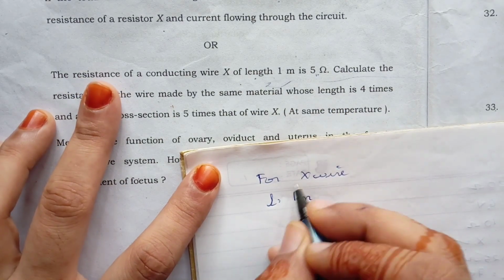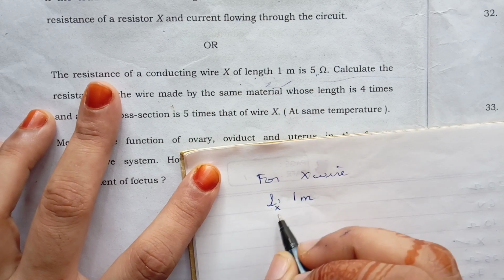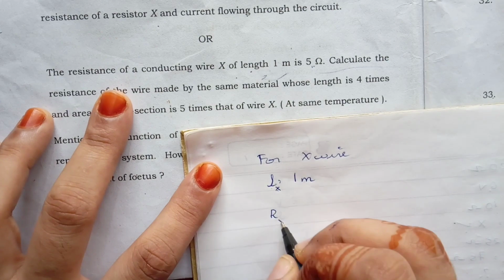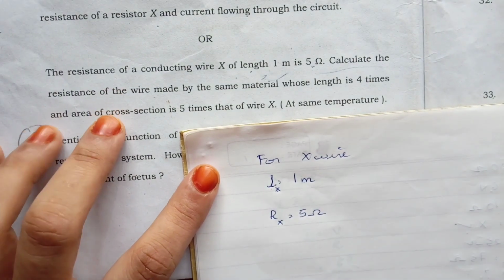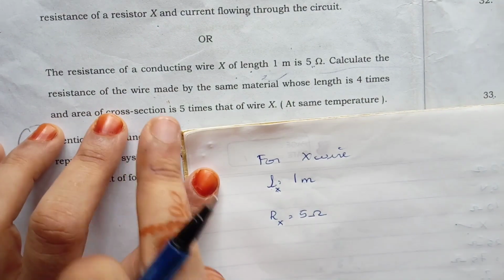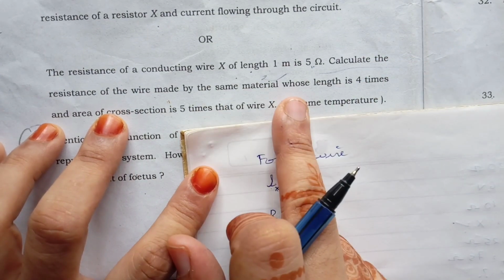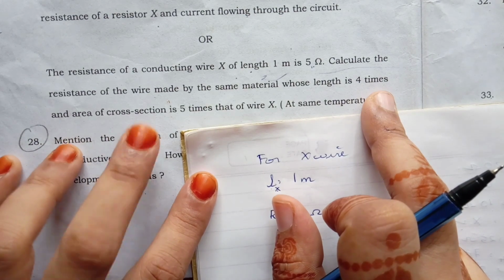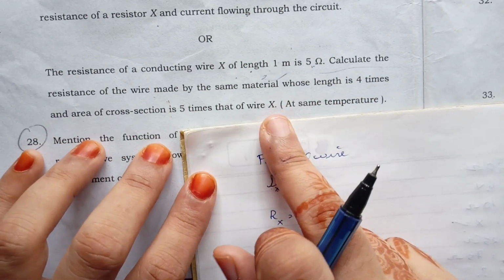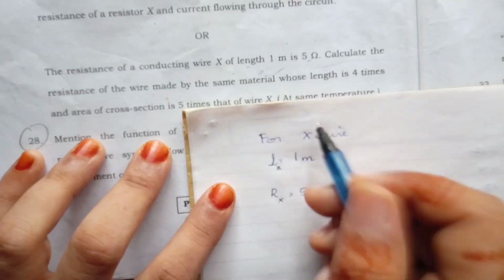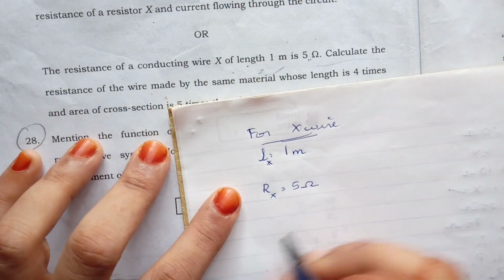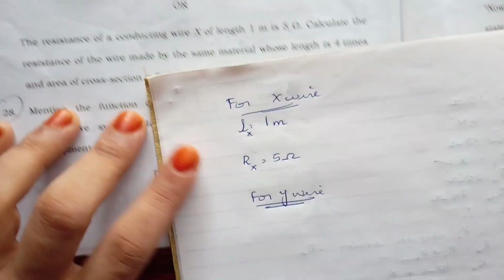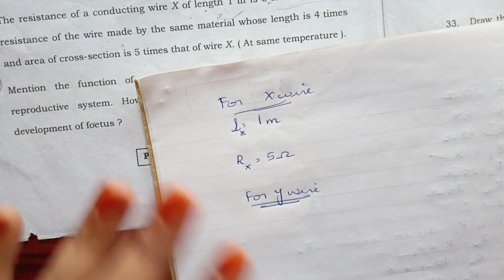To denote this length, I'll write it as Lx, that means length of X wire. The resistance for X wire is 5 ohms. Now, calculate the resistance of the wire made by the same material whose length is 4 times and area of cross section is 5 times that of wire X. Now we are talking about another wire. Since this is wire X, I am going to name the other wire as Y wire. Just my notion, you can name it anything else. It's not compulsory to name X and Y itself.